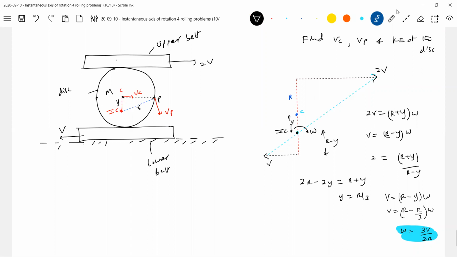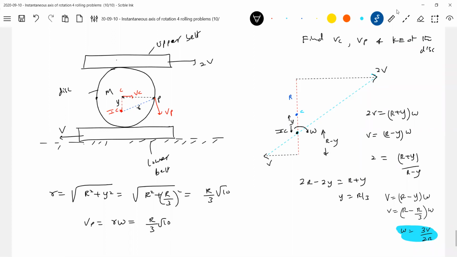So this is R. So how to calculate that? What should small r be equal to? Small r should be equal to the root of R square plus y square. What is y equal to? R by 3, whole square. So this should be equal to R by 3 root 10. So now what is the speed of point P? It is r into omega. What is small r? R by 3 root 10. What is omega? 3v by 2r. So root 10 by 2 into v. Okay, this is the speed of that point P.